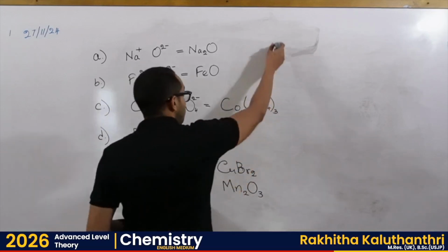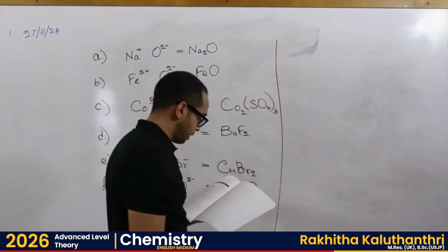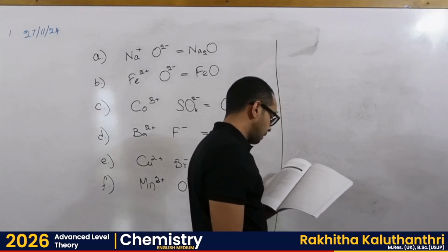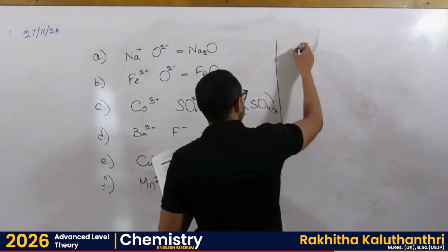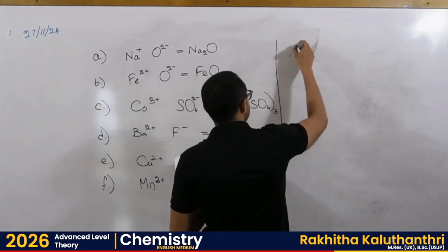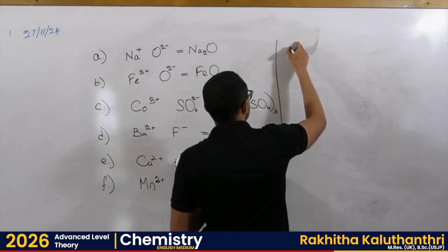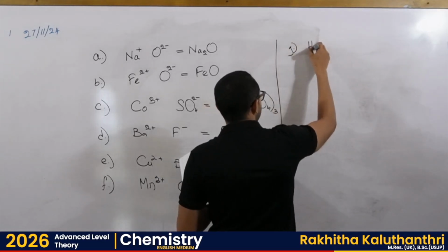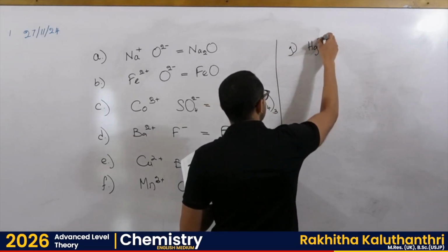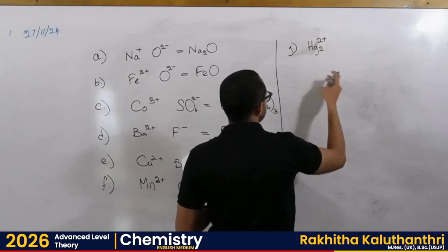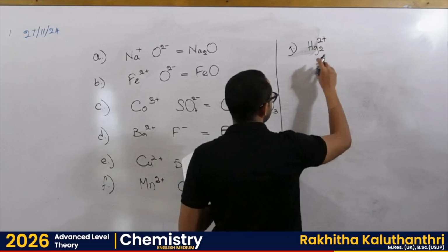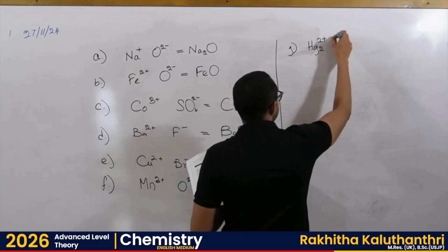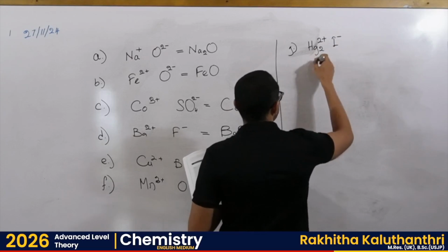There are a few more answers to be written, so we'll do it here. And then we have mercury 1 iodide. So the mercury 1 formula is given to us there. So this is the G question. Hg2 2+, this is mercury 1, or we say mercurous ion. Last week we discussed this, and then it is coupled with iodide.